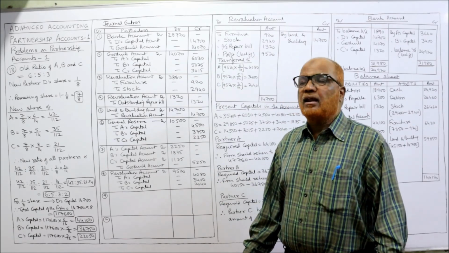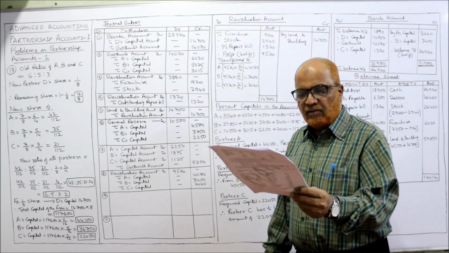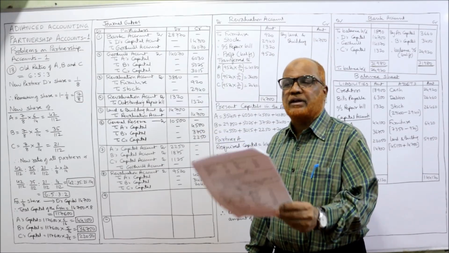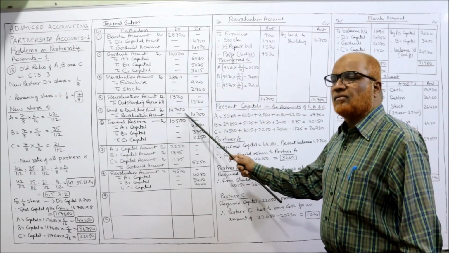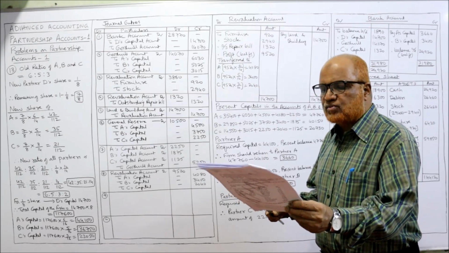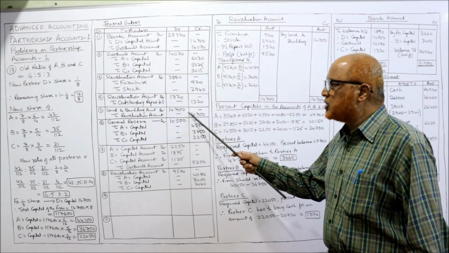So, the entry will be land and building account debit, revaluation account credit. How much? Take the difference: 59,850 minus 45,150. You will get 14,700. The new value is 59,850, the old value is 45,150. Subtract this. Being the land and building appreciated.